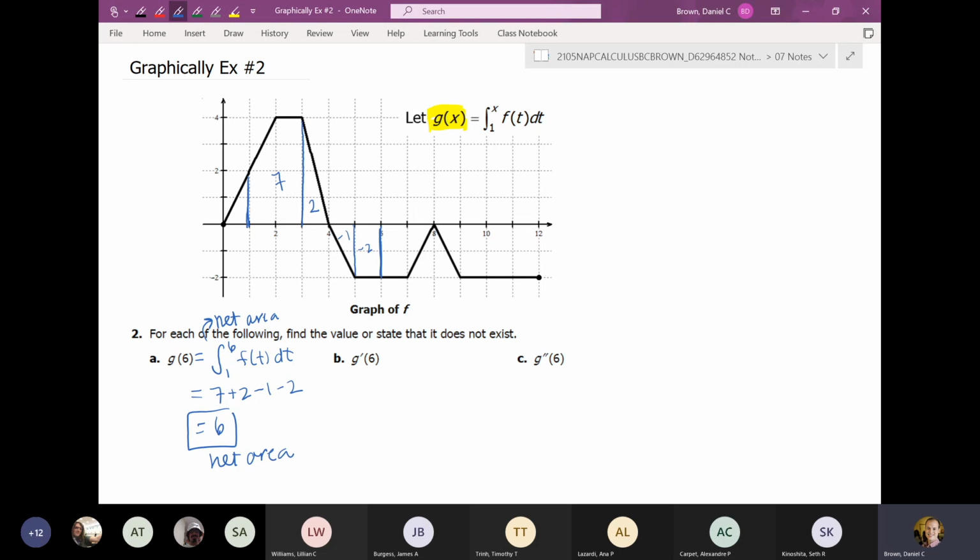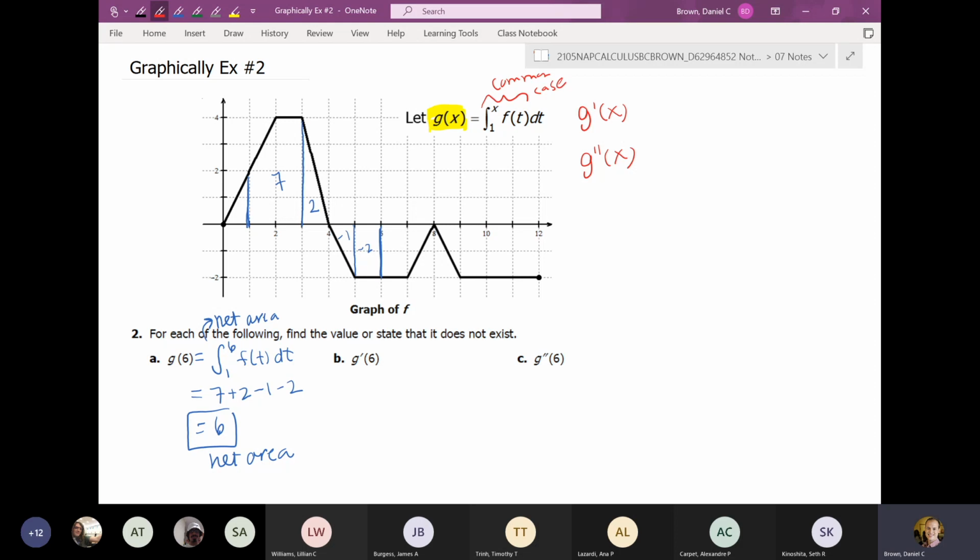Nothing there is really too new from what we've done. What will be new, and where the second FTC is going to come from, is when we have to find the derivative and the second derivative of this integral defined function. Well, if I know that g of x is this integral, I can use that to find g prime of x and g double prime of x. Again, we are using the common case.